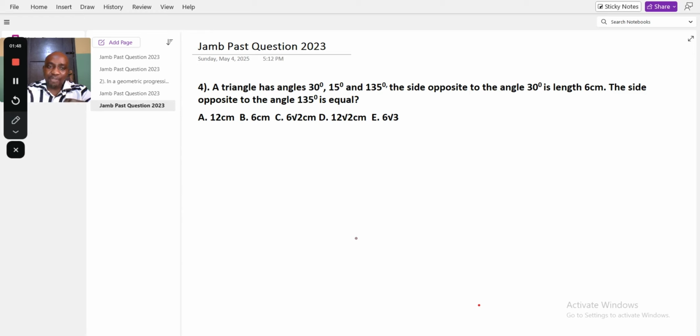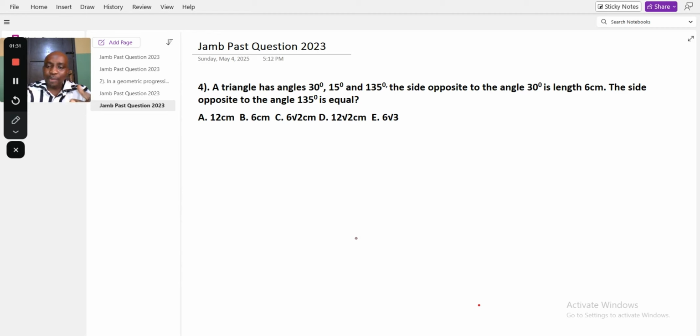The question I have here, number 4: a triangle has angles 30, 15 degrees, and 135. The side opposite to the angle 30 is 6 centimeters long. The side opposite to the angle 135 is what? That's what they are asking.